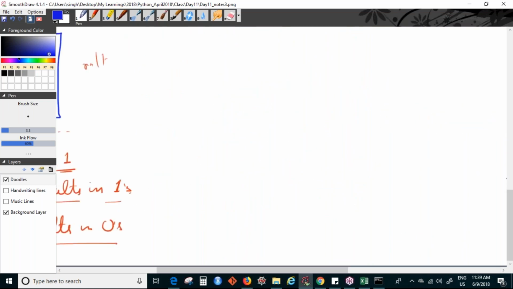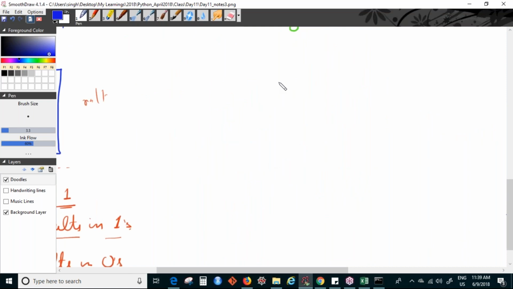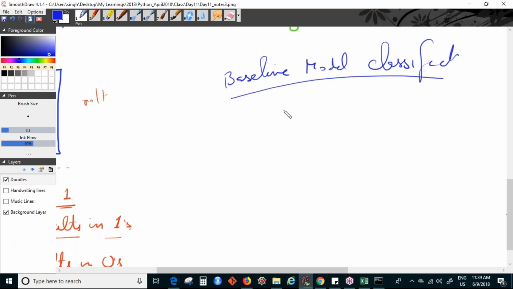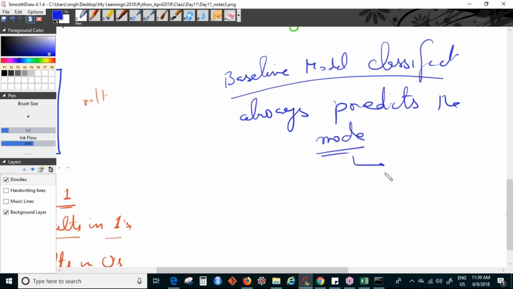What else did we see? Yes, guys, what else did we see? We saw the baseline model. What is a baseline model in classification? In classification, a baseline model always predicts the mode. Mode is whichever is more in proportion, ones or zeros. Whichever is more in proportion, the mode will predict that.